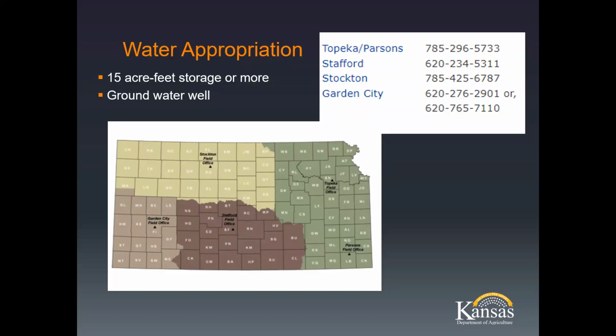There are a couple field offices that you need to talk to. If you're in the eastern part of our state, the Topeka field office is who you need to talk to first. The Stockton office is our western north part of our state. The very west south is the Garden City office. The center is Stafford. So you need to talk to them about whether a water appropriation permit would be required for the water that you're planning to use.